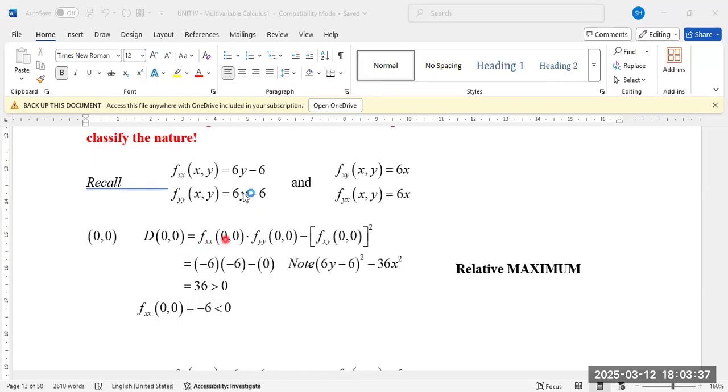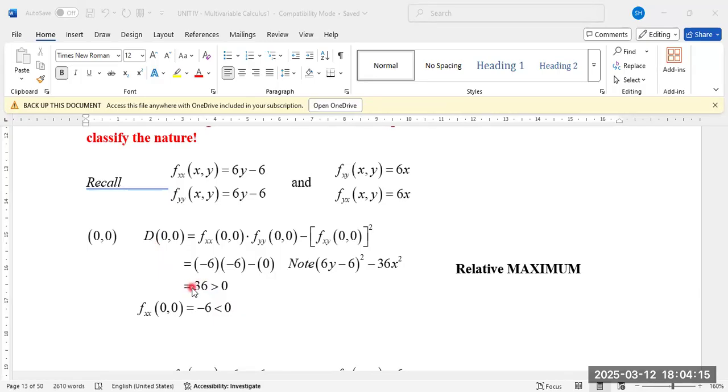So f of xx, you look for f of xx, 6y minus 6. X is equal to 0, y is equal to 0. So it's going to be 6 times 0 is 0, minus 6 is going to just be negative 6. And f of yy is the same thing, so that's going to be minus 6. Minus f of xy, you then put 0, 0. Xy and yx will always be the same. And 6 times 0 is 0, so that is going to be 0 squared, which is 0. But negative 6 times negative 6 is positive 36. And 36 is greater than 0. So the value of D is positive.